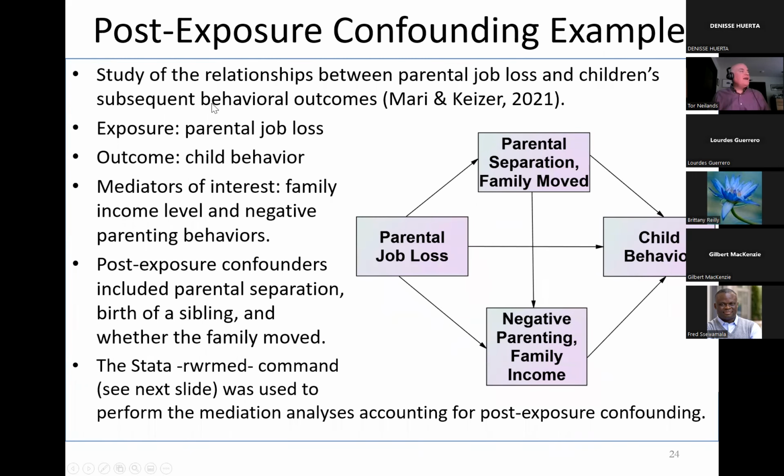So here's an example. If we look at a study of the relationships between parental job loss and children's subsequent behavioral outcomes conducted by Mari and Kaiser last year, here the exposure is parental job loss, and the outcome over here on the right is child behavior. We have some mediators of interest, including family income level and negative parenting down here at the bottom. But there could be post-exposure confounders, including parental separation, family moving, and they also included birth of a sibling. I didn't put that in the diagram because it was getting too cluttered.